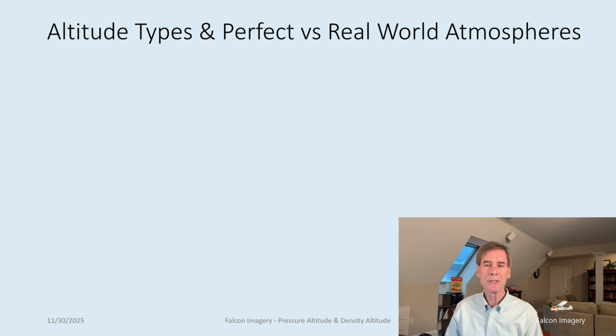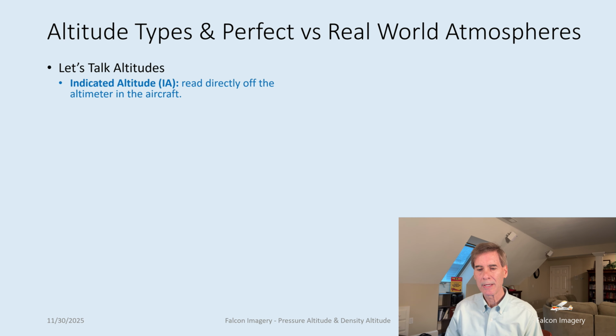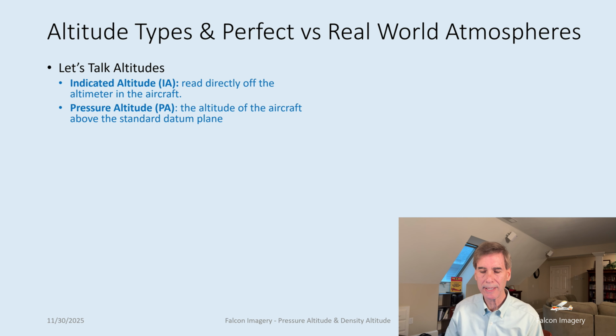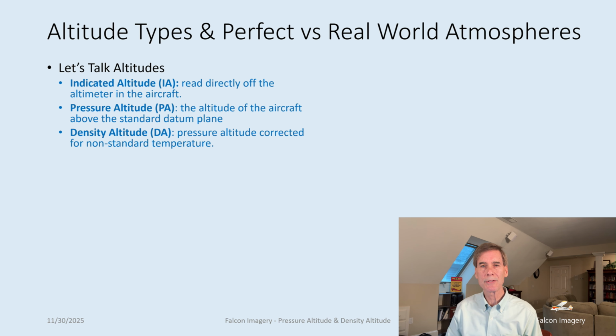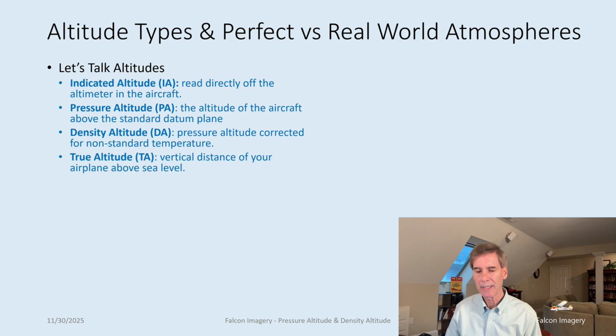Let's talk about altitude types and the perfect versus real world atmospheres. So first we have indicated altitude, and this is read directly off the altimeter in the aircraft. Then we have pressure altitude. This is the altitude of the aircraft above the standard datum plane. And then we have density altitude, which is pressure altitude corrected for non-standard temperature. And then we have true altitude, which is the vertical distance of our airplane above sea level.